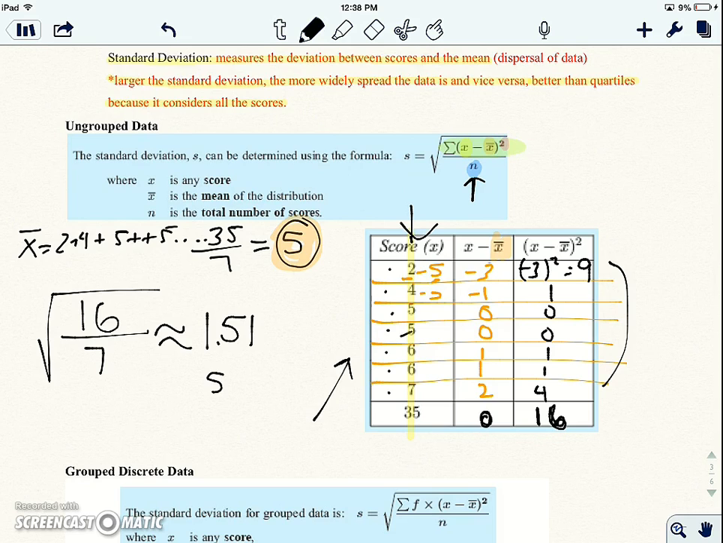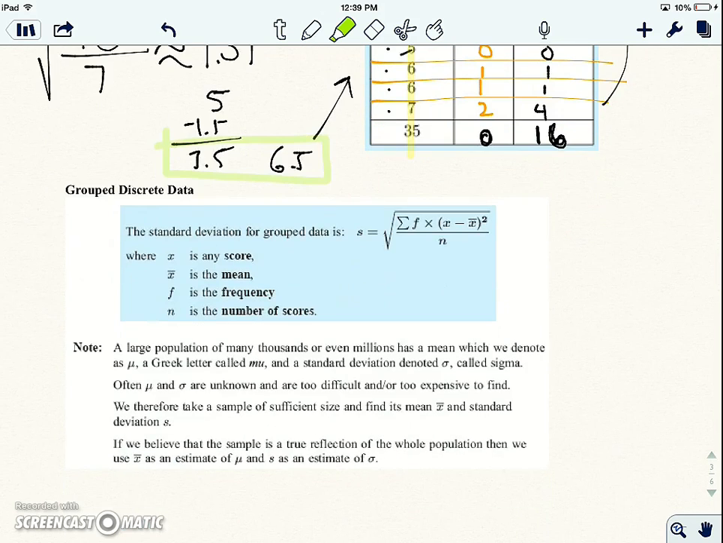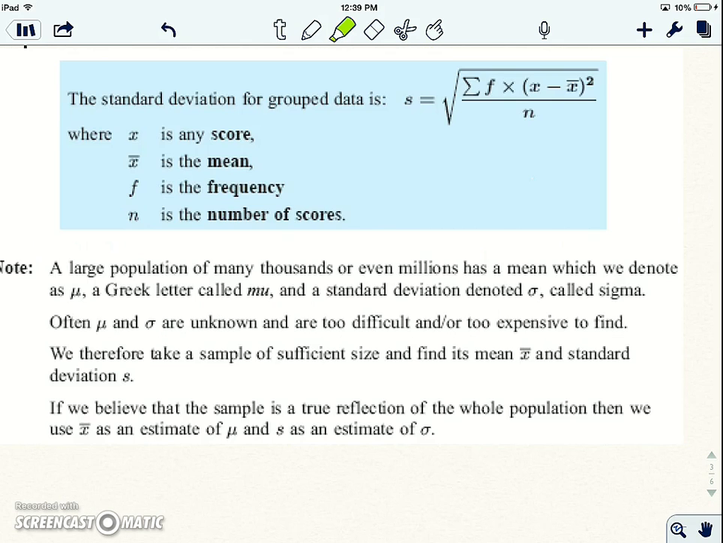So anywhere from 5 minus 1.5 to 5 plus 1.5. On average, the students in this class earned 3.5 to 6.5 on their IB score, which would be amazing, almost passing to a really great score. We can also do this with grouped data. All they've done to add to the formula is a little f. They times everything by the frequency.